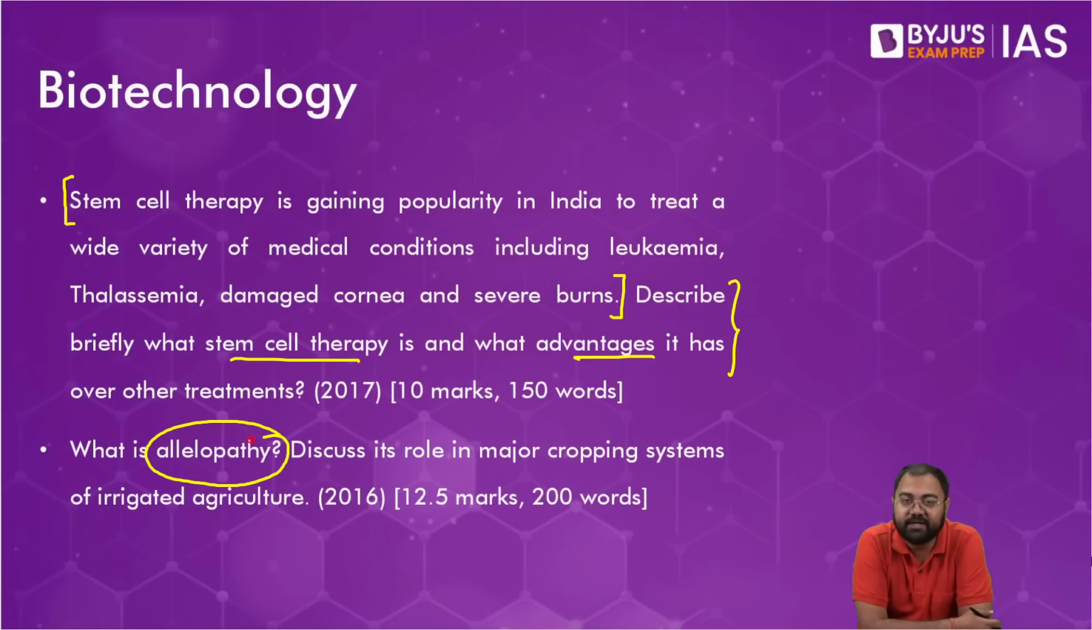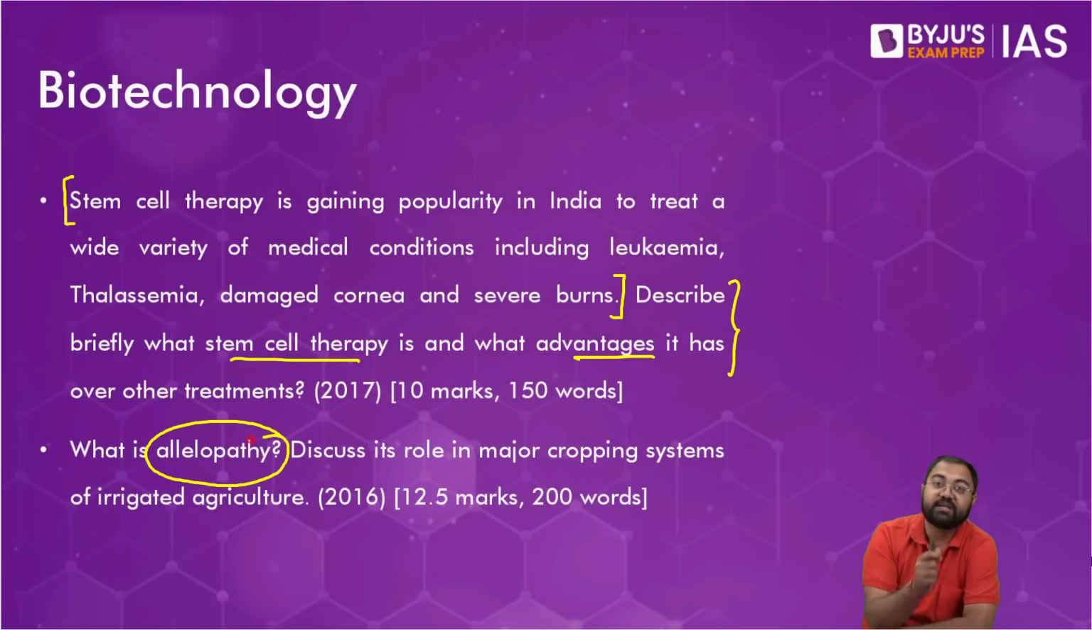Allelopathy, on the other hand, is something which is related to certain properties of plants or trees, where the growth of one plant may affect, or rather would affect, the growth and the prospects of another plant, sometimes positively, sometimes negatively. Whatever be the case, if one plant is affecting the growth of another plant, then in that case we say that it is allelopathy.